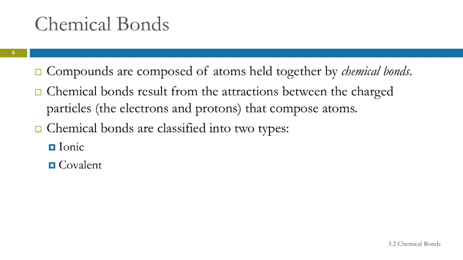So we've studied the internal structure of the atom a little bit. We know that in the nucleus there are protons and neutrons, and around the nucleus there's a cloud of electrons. Electrons have negative charges, protons have positive charges. Chemical bonds result from attractions between these particles, and they happen in two broad categories, two different ways: ionic bonds and covalent bonds.